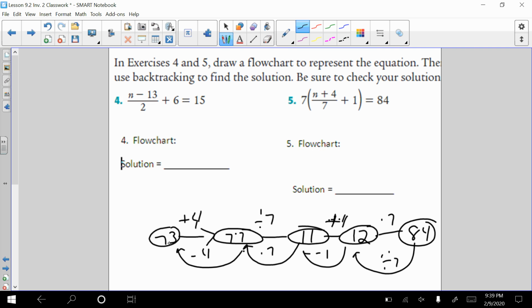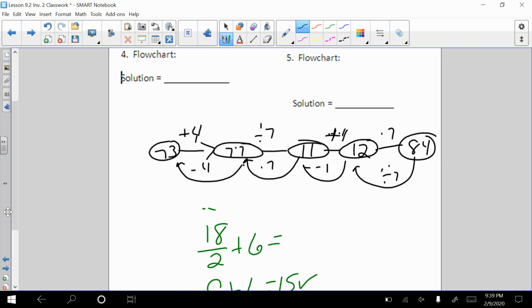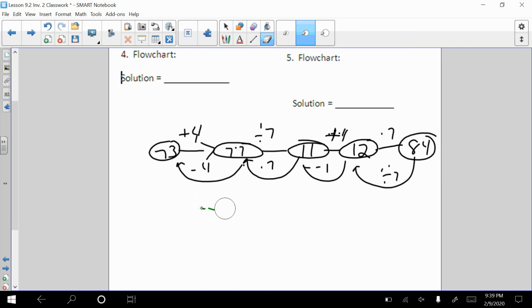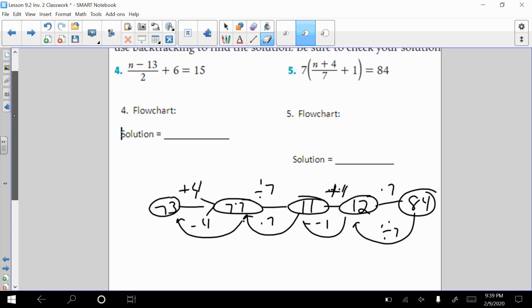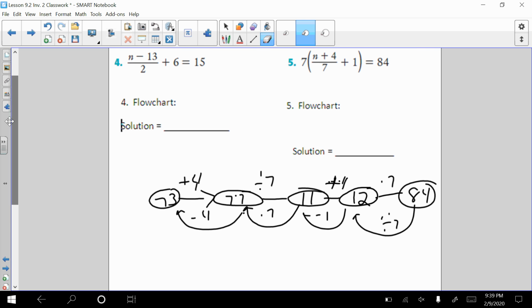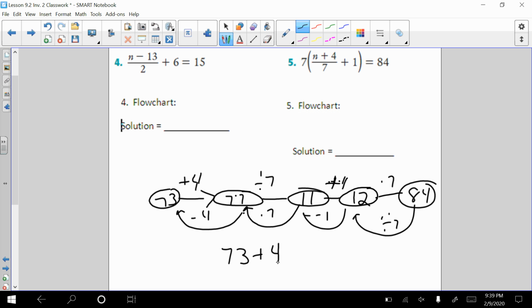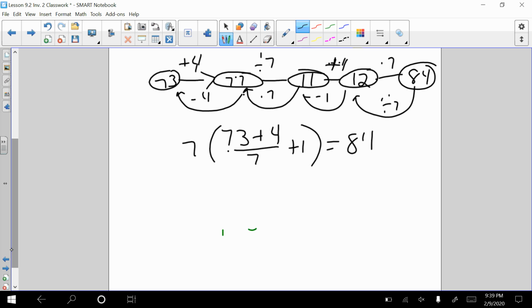Now, I want to be sure to put that in to check it. So let's go ahead and put that back into our problem and check out our answer. So if I put 73 in for n, I'm going to have 73 plus 4 divided by 7 plus 1, all in parentheses, times 7 equal to 84. Well, let's follow PEMDAS rules here. First thing I want to do is add that 73 and 4 to get to 77 divided by 7 plus 1.